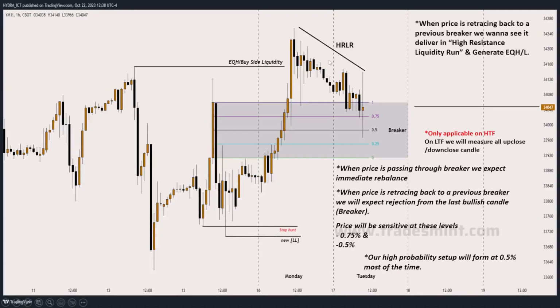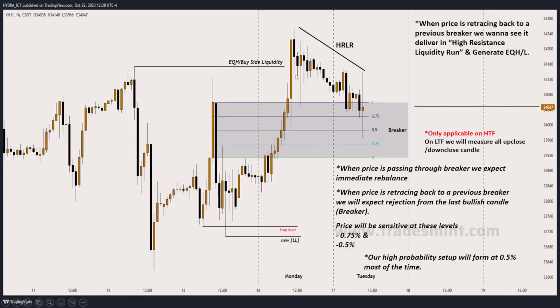So now let's look at another rule. When price is retracing back to an old breaker, okay, we'll be expecting to see a high resistance liquidity run. So what do I mean by that? When price is retracing back to an old breaker, we'll expect to see price delivering in a high resistance liquidity run like this. Look at the delivery here. That's what I call a low resistance liquidity run, because price is in a hurry to deliver liquidity to a certain level. But here price is not in a hurry.